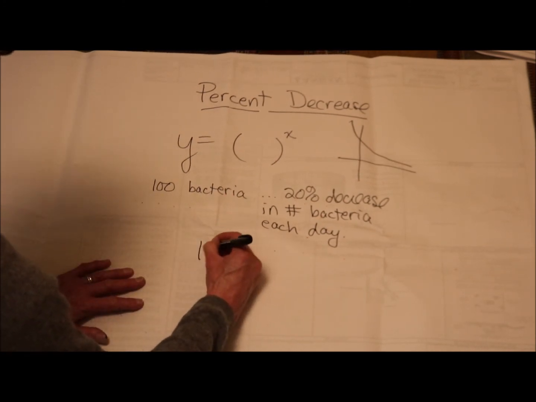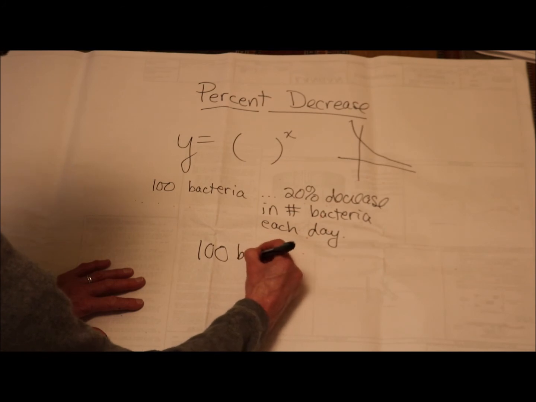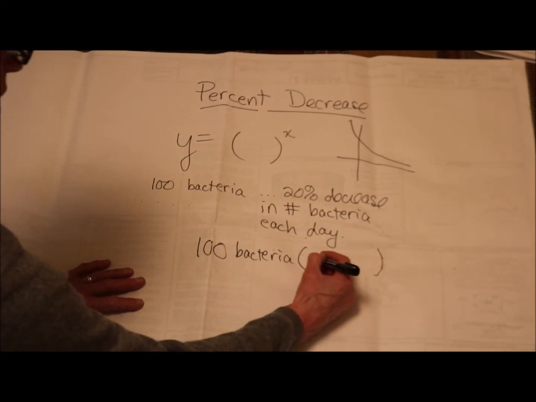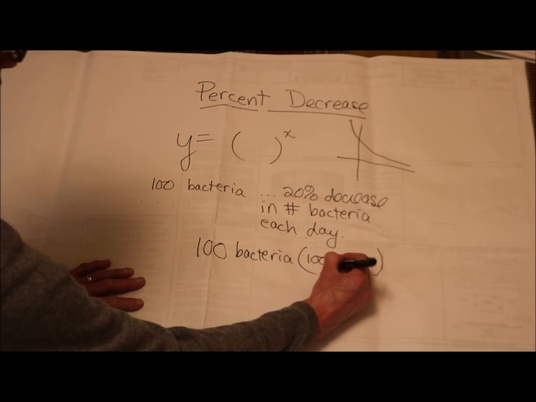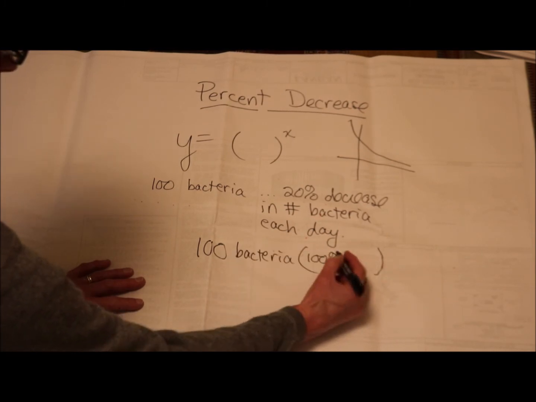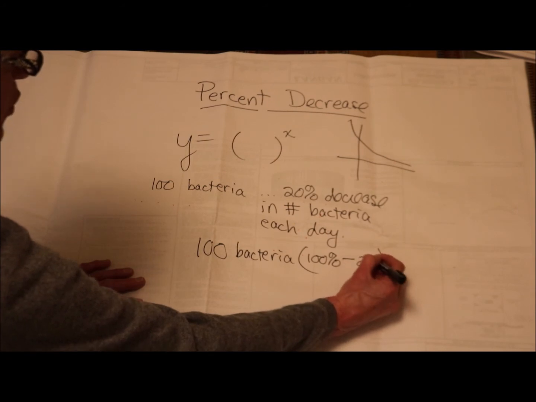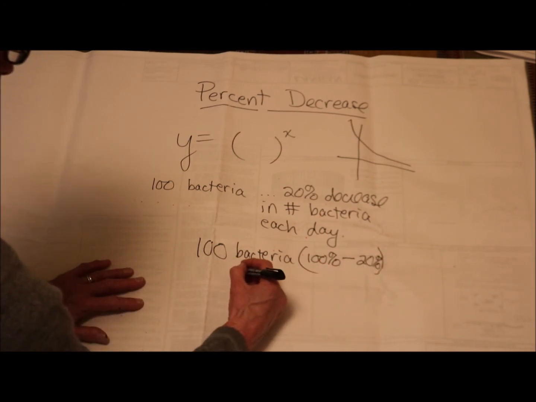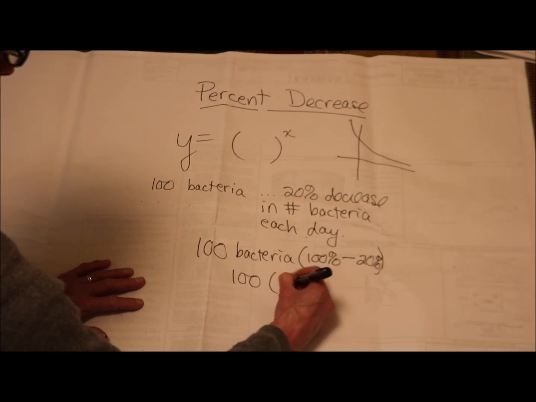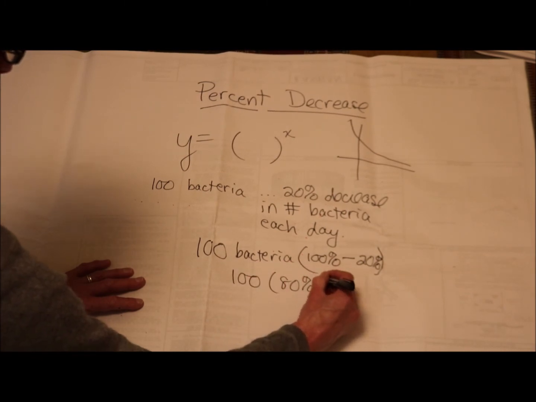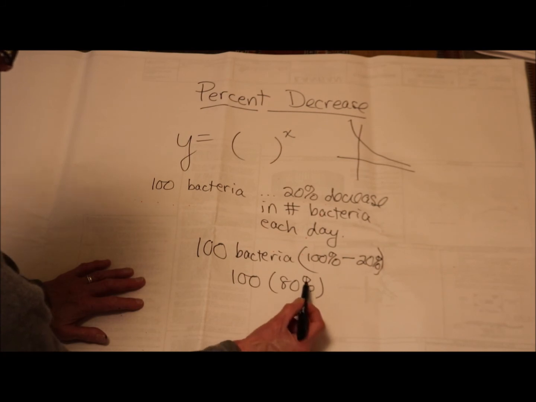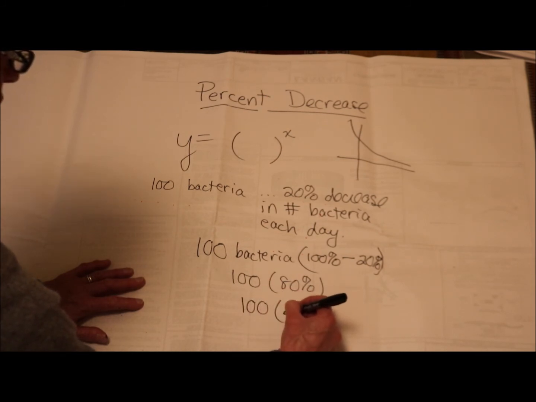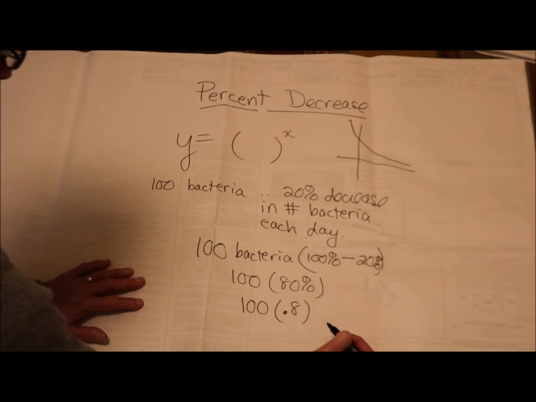So I know I'm going to have 100 bacteria, and I know I'm going to be multiplying by 100%, right? But I'm losing now 20%. But what's 100% minus 20%? Oh, it's 80%. Percent again means out of 100. So in decimal land, I'm going to write 80% as 0.8.